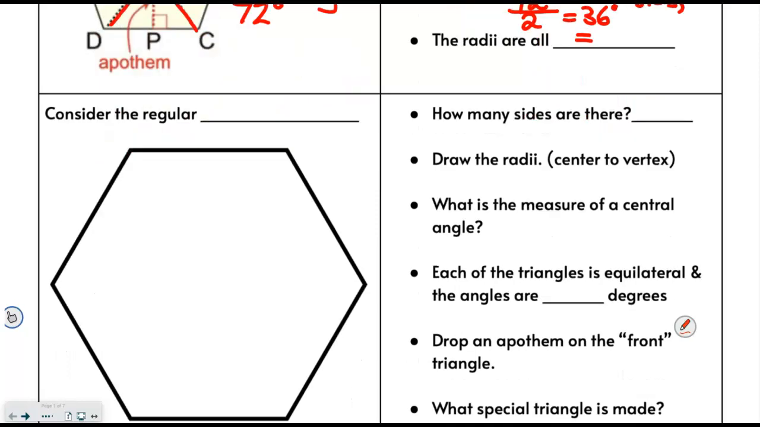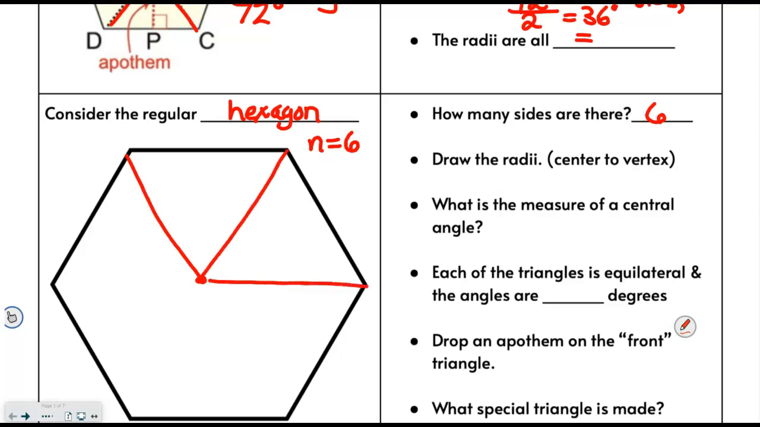All right, so let's go over here and practice a little bit about this vocabulary. So this guy is a regular polygon. Count up the sides. There are 6 of them. So this would be a regular hexagon. My n in this scenario would be 6. When it says draw the radii, I go to the center and I head out to a vertex. There's one of them, like the spokes on a wheel. 2 of them, 3, 4, 5, 6 of them. All of those are radii.